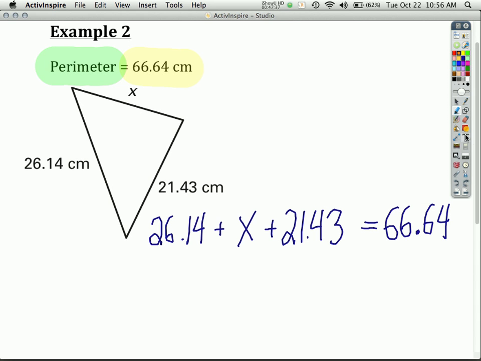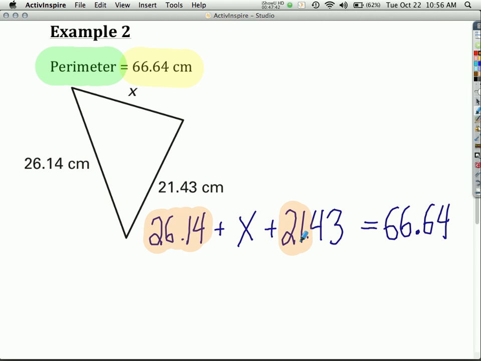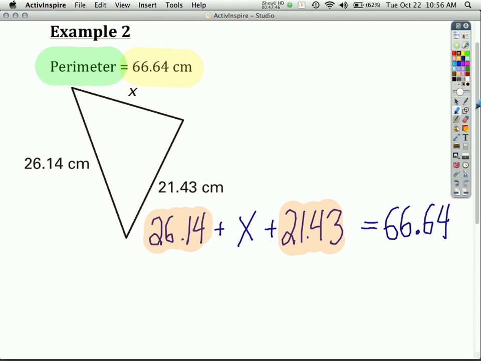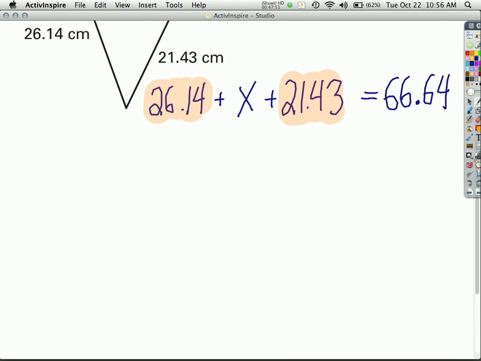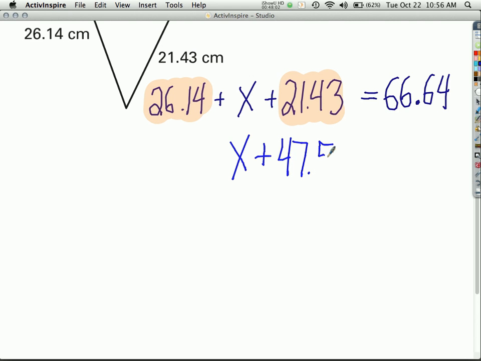Yeah, you combine like terms first. You combine this and this into one term. And what do we get when we add those two terms together? So we got a bunch of people who did it. Go ahead, Mia, you're on a roll. It equals 47.57. Yeah, so we end up with this equation. Now we're ready to solve.